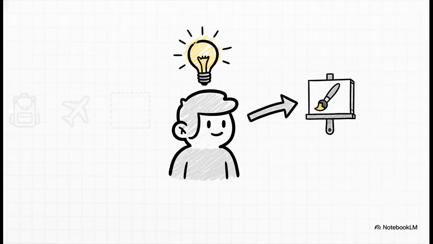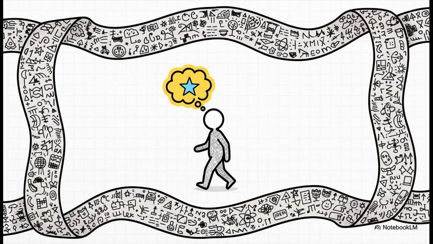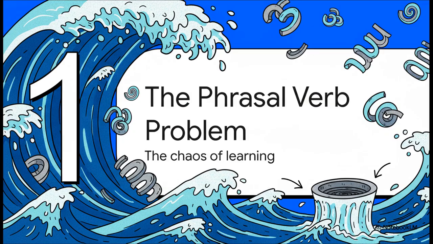And what about take up? Like to take up a new hobby. That's another one. The list just feels like it's getting longer and longer. And then you've got takeaway, like an idea you take away from a meeting. At this point, it just feels like this endless, impossible list to memorize. And that right there is the core of the problem. And this is what we call the phrasal verb problem.